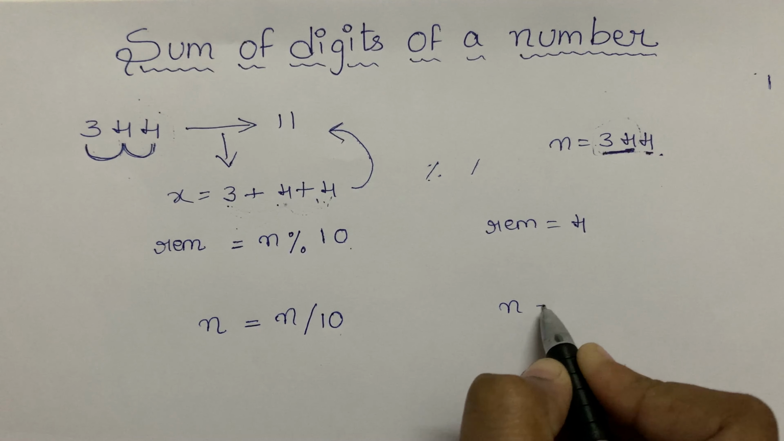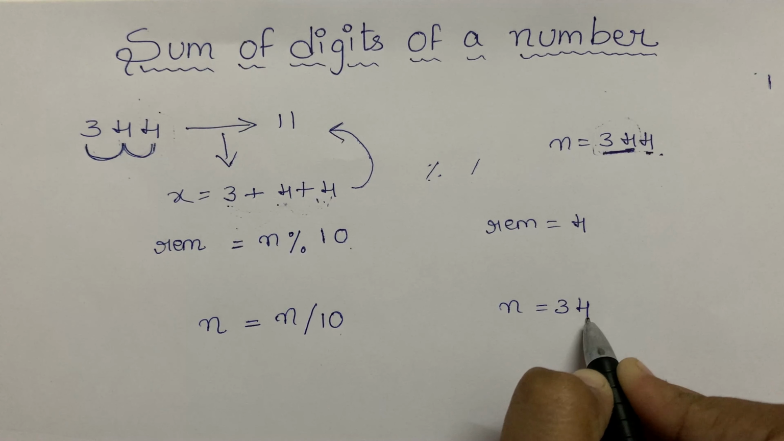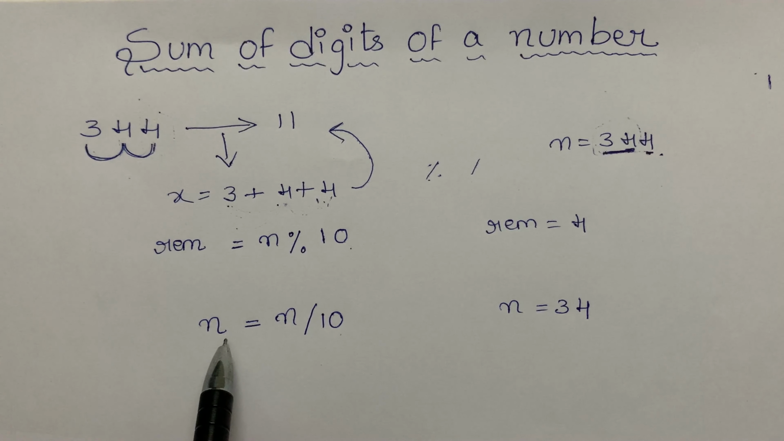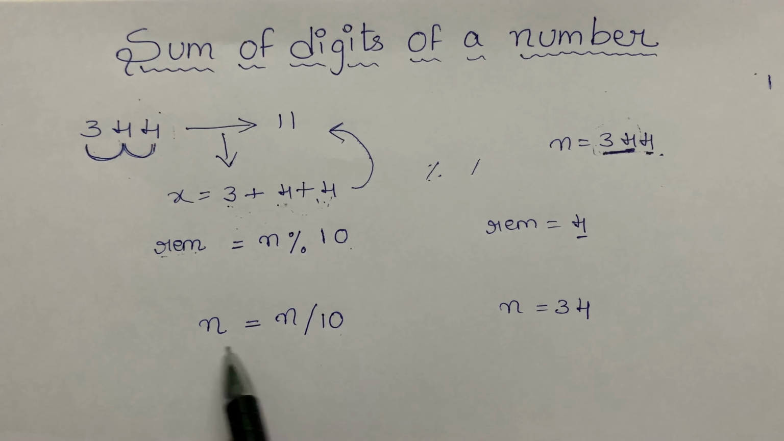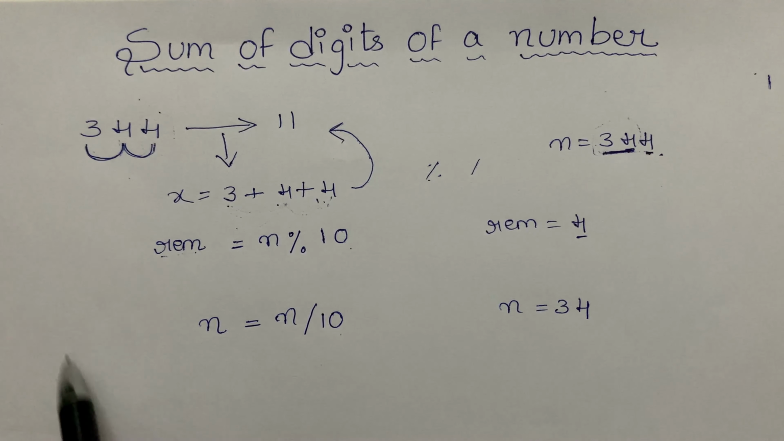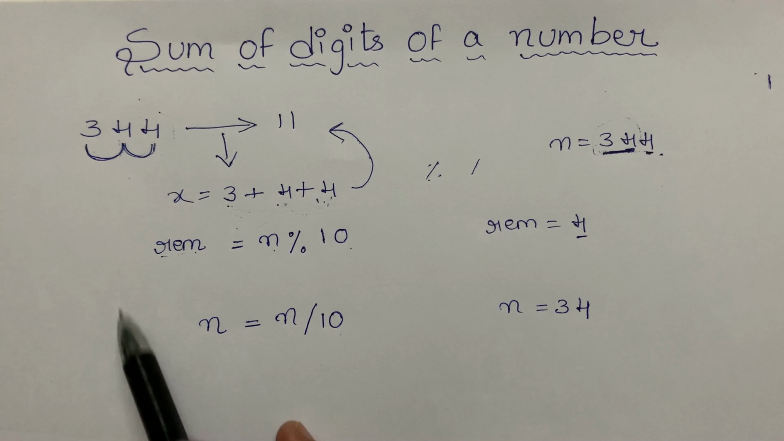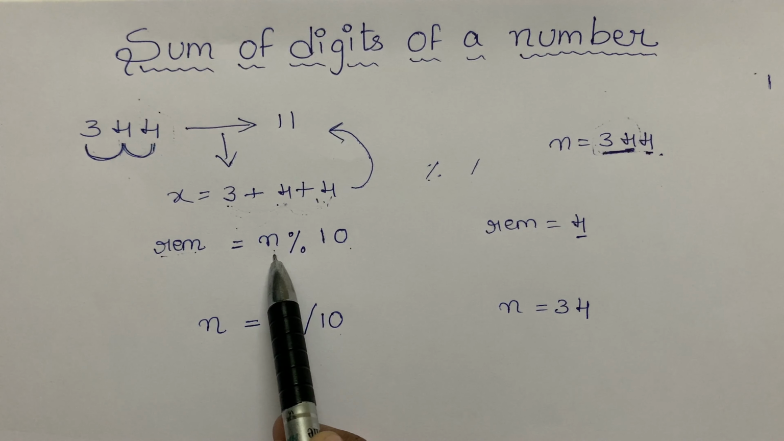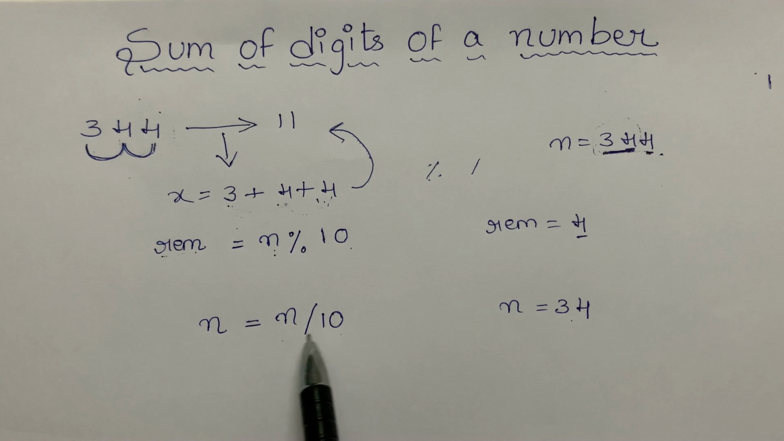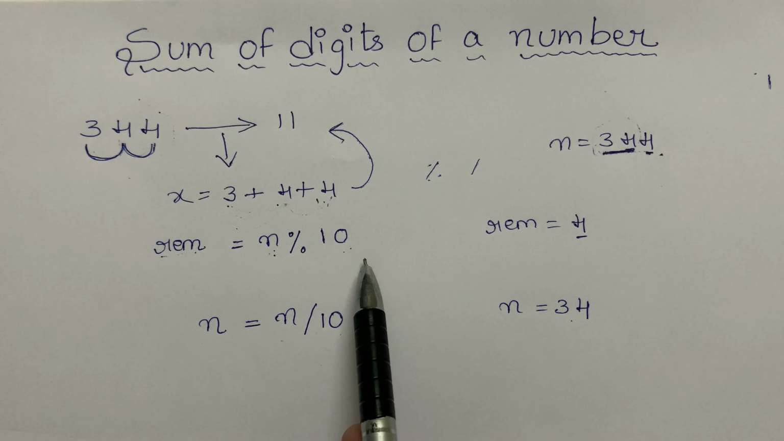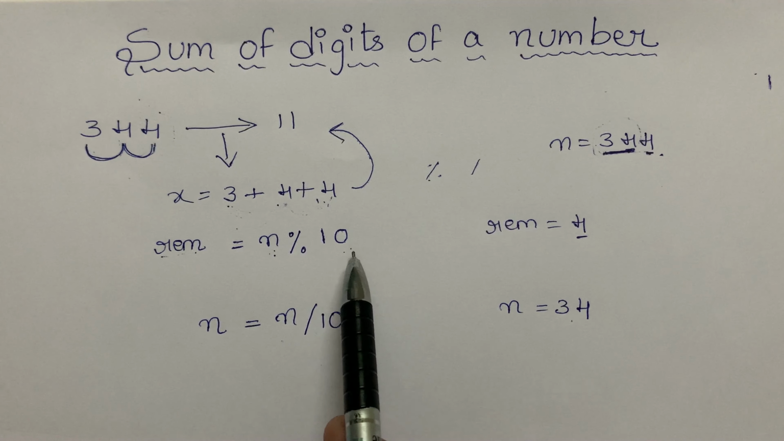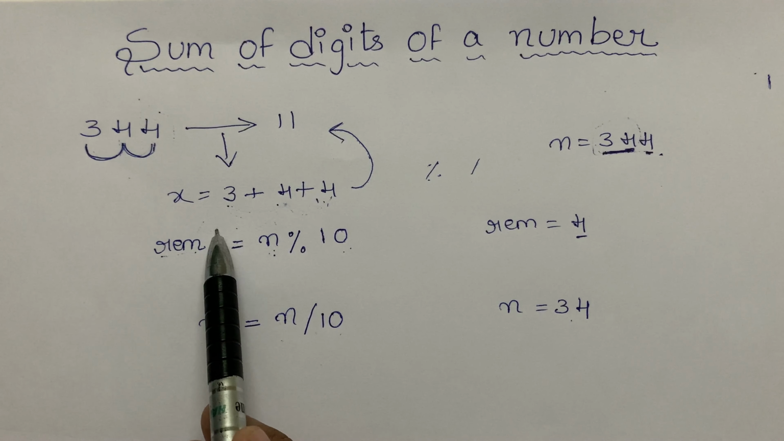Now here the n value will be 34. If you observe, in REM we have 4, and if you repeat this loop, again the n value will be 34 here. As per this statement, 34 modulus 10 will be 4. The remainder will be 4. Again that 4 will get stored in REM.